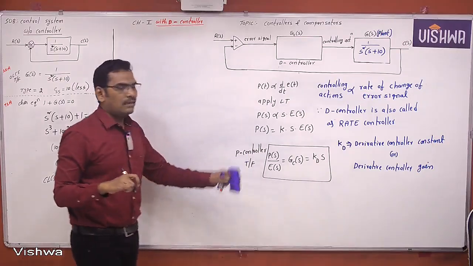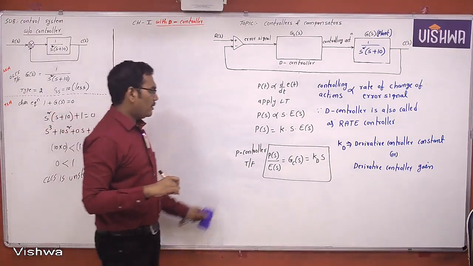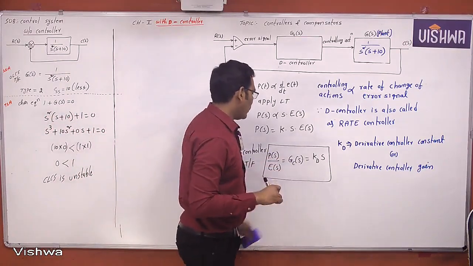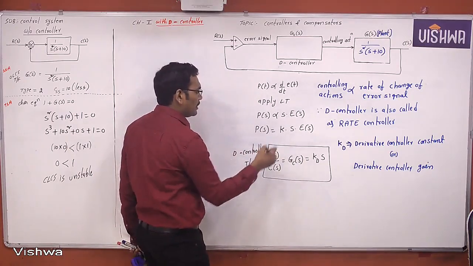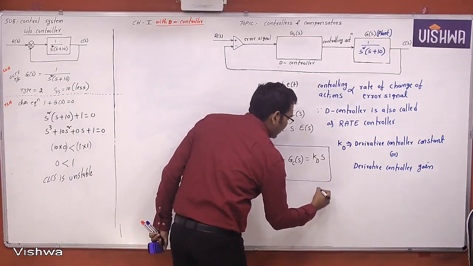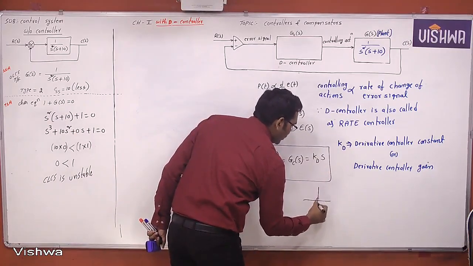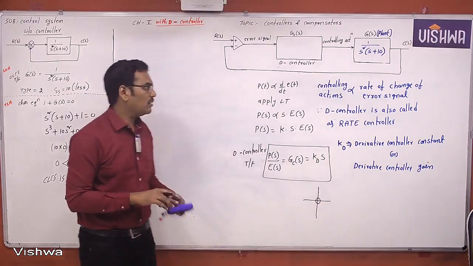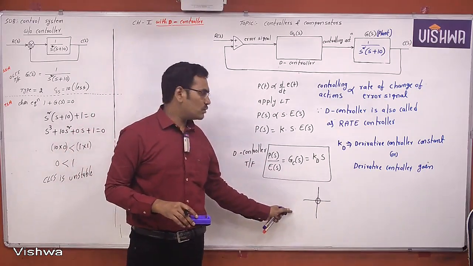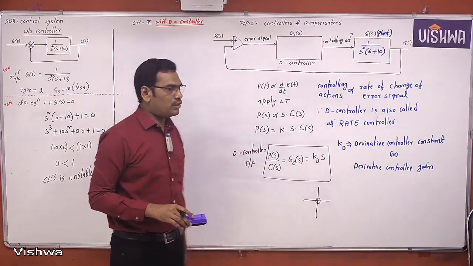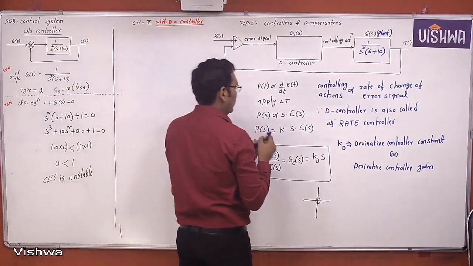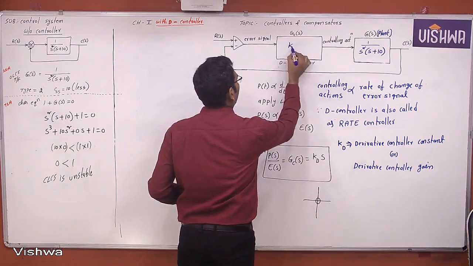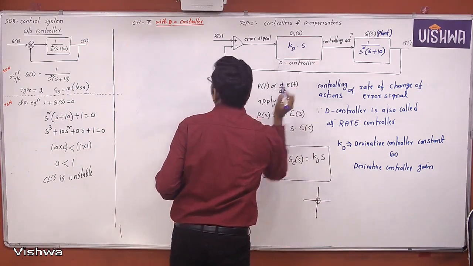Now this is the P controller transfer function. This is the proportional controller. This is the derivative controller transfer function. Now the D controller will produce a zero at origin. Okay, now we will see with a D controller. What is a D controller? The D controller will produce a gain of KD and a zero at origin.